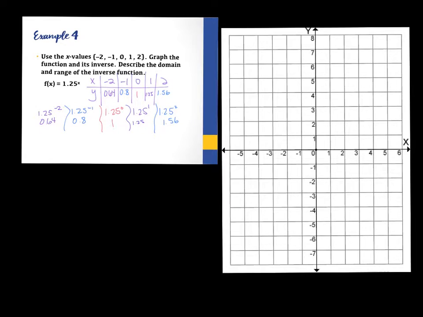All right, so I've got -2 and 0.64. So I'm going to go -2 and a little past halfway, but I'm going to have to approximate this. And then I've got -1 and 0.8, which is bigger than 0.64. And then 0, 1. And then 1, 1.25, and 2, 1.56. So because this is exponential, I know it's going to eventually increase rapidly.